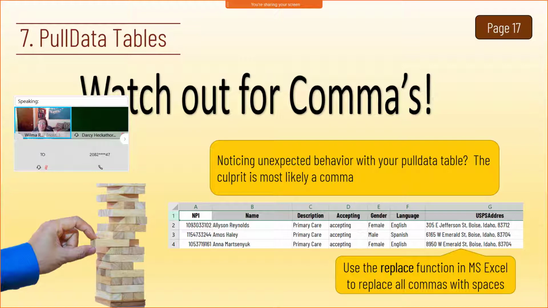And people tend to put commas in comments. So that is one place where you might be encountering them. So the safest bet, what I would recommend, is when you have your pool data table in Excel, basically just use the replace function in Excel itself, find the comma, replace them all with a space, and then you will no longer have that problem.